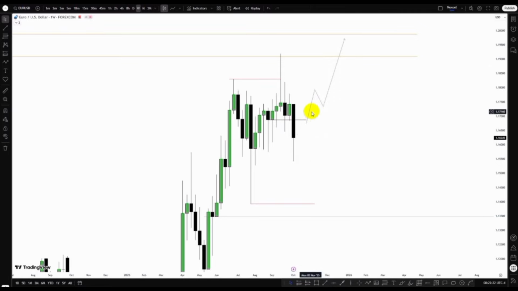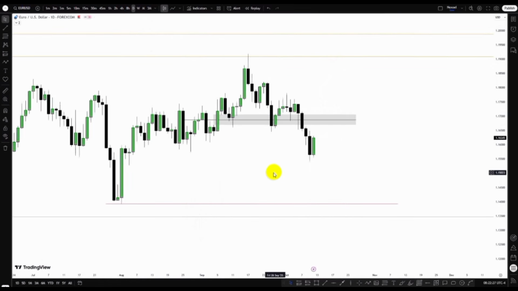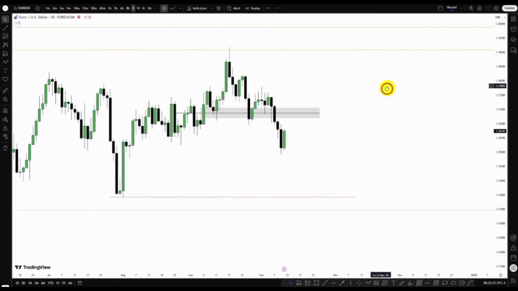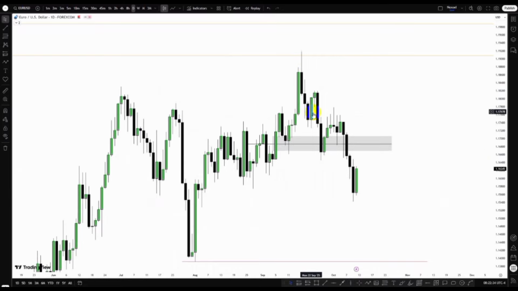We're going to look at the daily time frame here in Euro USD. So let's get to the daily time frame. Here in the daily time frame, what we can clearly see is reaction from the monthly zone, and we had a fall to the downside.